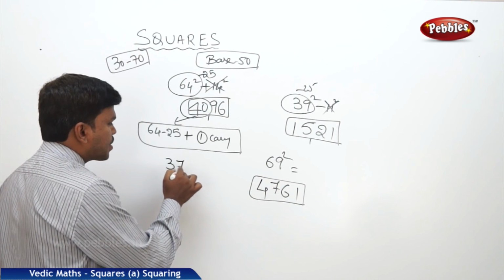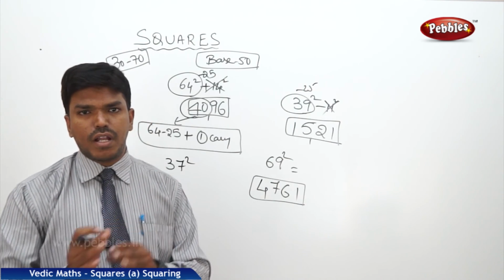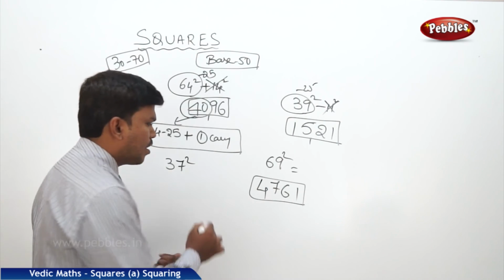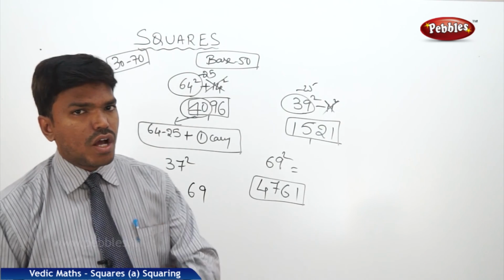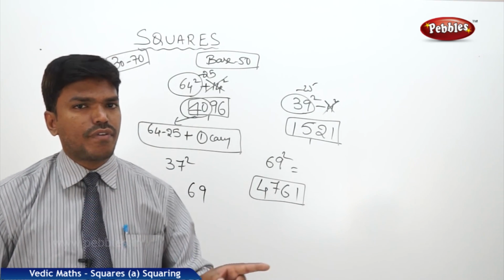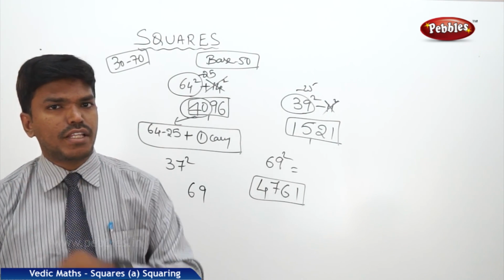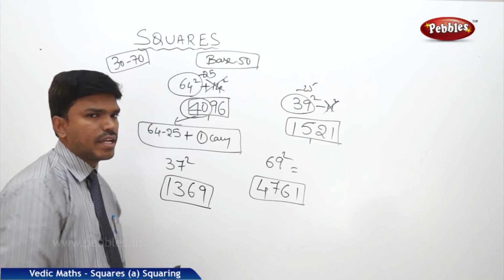I need 37 square. 37. Compare with the 50. Less. How much less? 13. 13 square. 169. Drop 69. 1 will be the carry in your mind. Now 37 minus 25. 37 minus 25 is how much? 12. 12 plus 1 carry in the mind. 12 plus 1, 13. So what is 37 square? 1369.